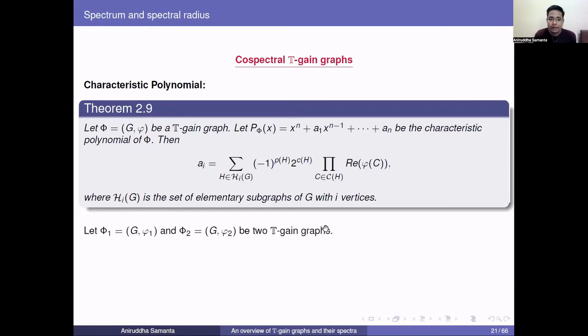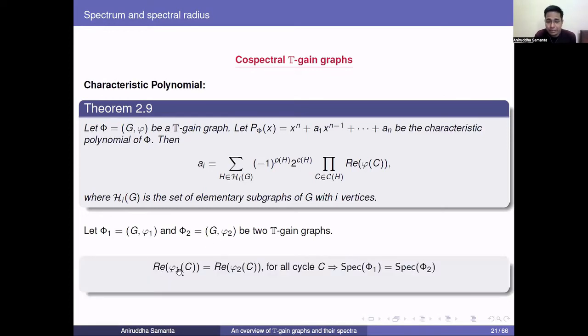Well, now we take two T-gain graphs phi 1 and phi 2 on the same structure G. If phi 1 and phi 2 preserve the real part of their gain over all cycles C, then from this expression we can see this part will be the same for both phi 1 and phi 2, and since their structure is the same, this part will also be the same for both. Therefore, they have the same characteristic polynomial, so they have the same spectrum.